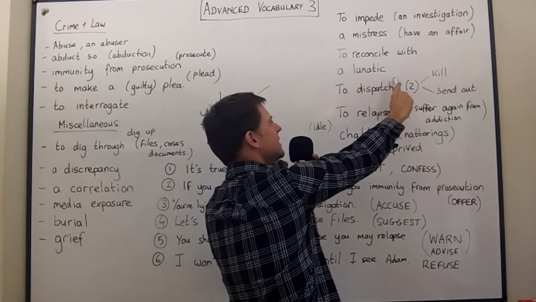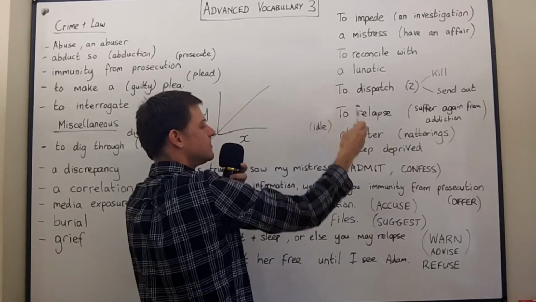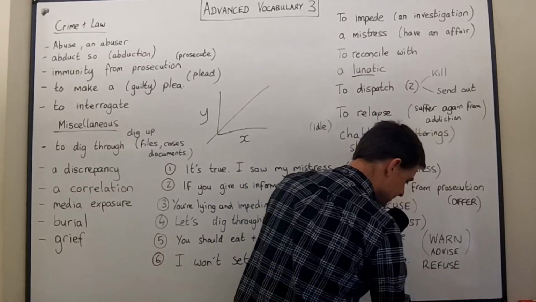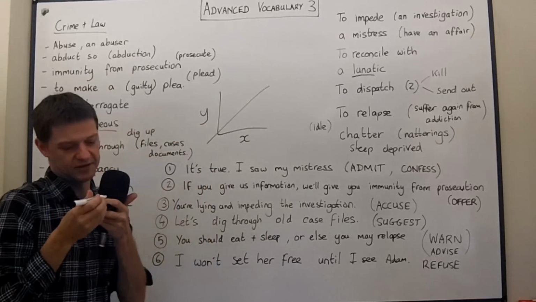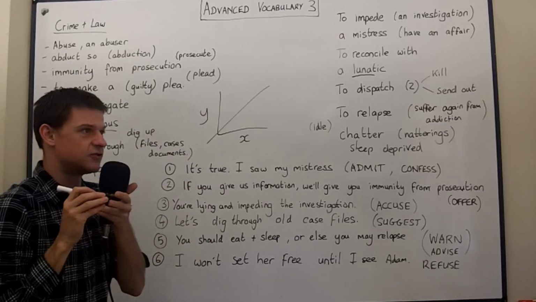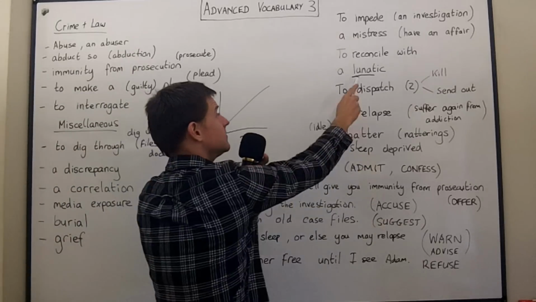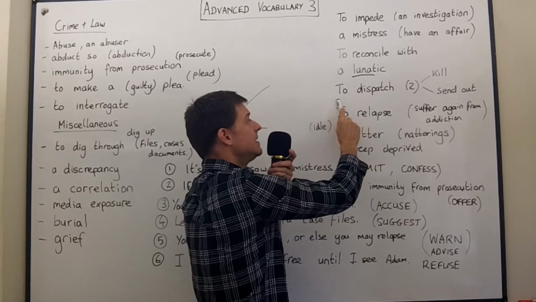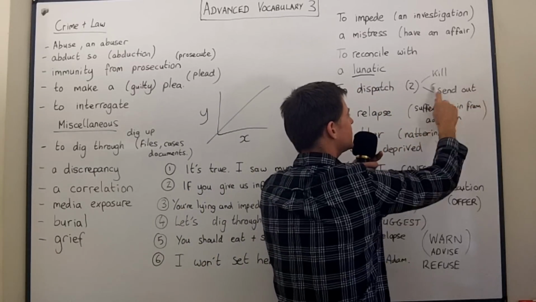Okay, a lunatic is a crazy guy. This comes from the word moon. I don't know why the moon is associated with madness historically, and I think in a lot of literature as well, but we have this in our words as well, in our language. Lunatic, a crazy guy.